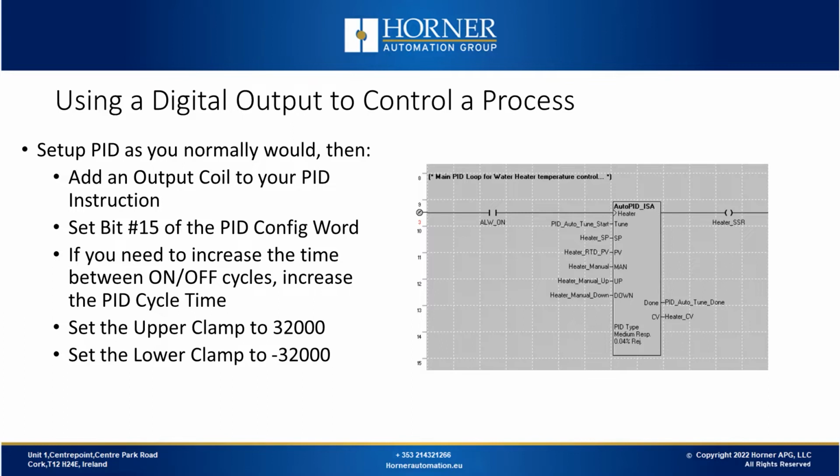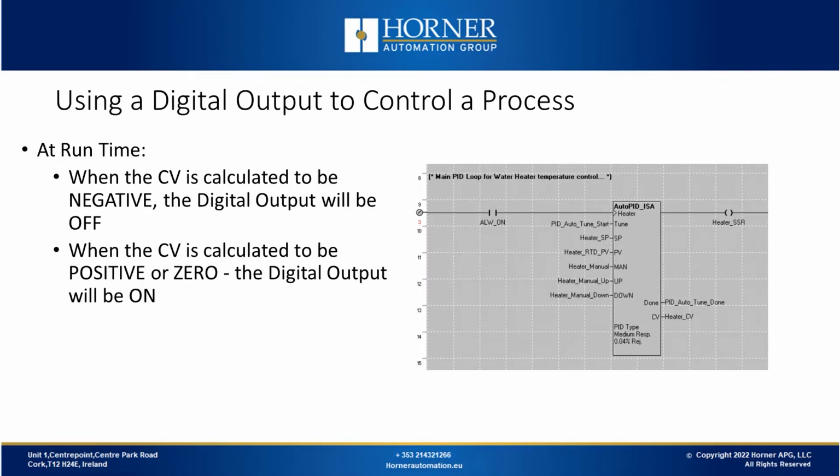Next, we need to consider the output cycle time. If you need to increase the time between on-off cycles to avoid mechanical wear of your actuator, for example, then you can increase the PID cycle time parameter in seconds. Finally, you must set the upper clamp to 32,000 and the lower clamp to minus 32,000 if you're using a digital output to control your process. At runtime, the OCS PID loop will calculate an integer value for the control variable, or the CV for short. It's going to turn the output on if that control variable value is 0 or above, and turn it off if that value is negative.